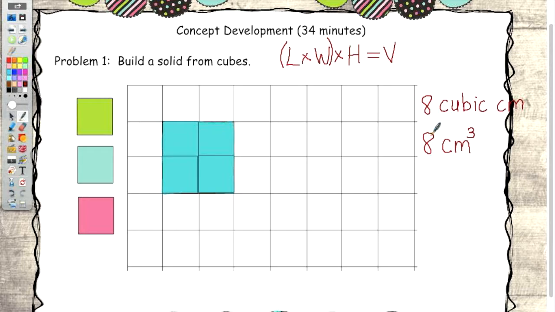So now, let's do, what do you think? One more floor? I guess so, since I have 3 colors of cubes here. Okay? So add one more floor, so this would be the third floor of your structure. Once you get that on there, how many cubes are in the structure now?